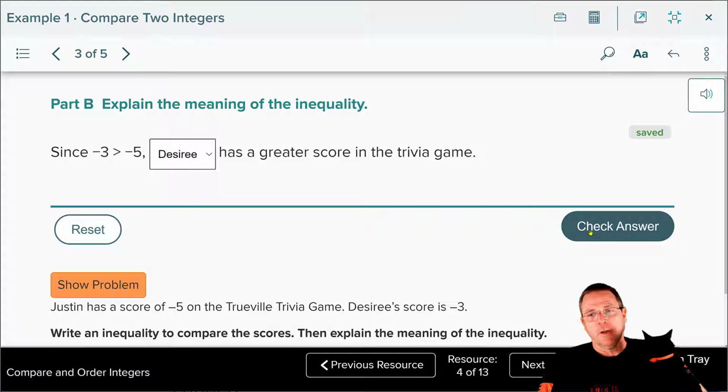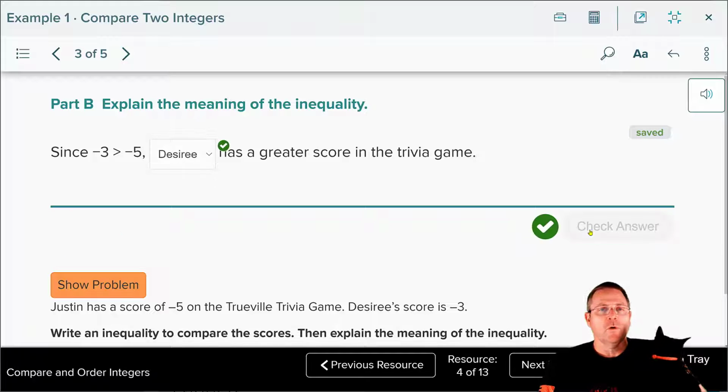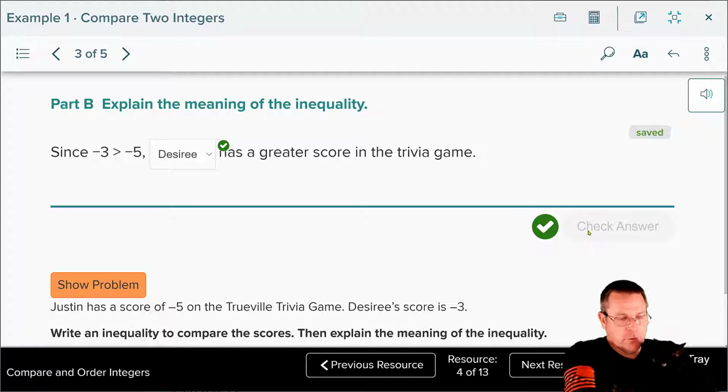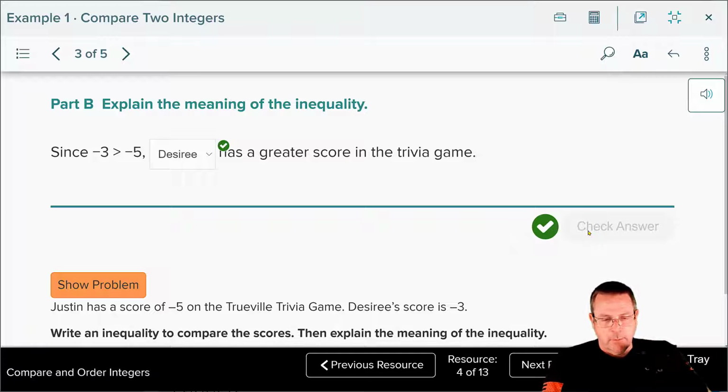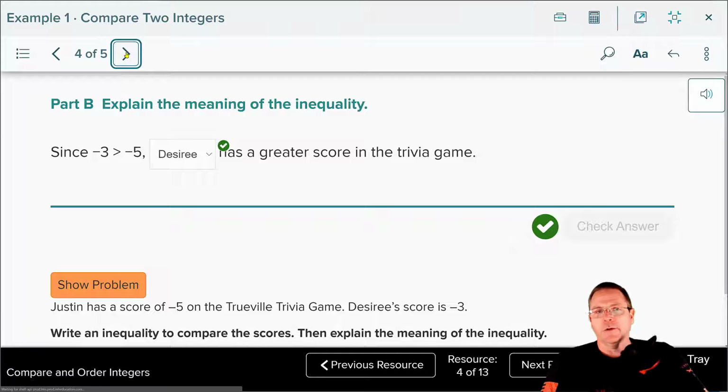Therefore, Desiree is going to have the greater score because, oh, I just totally knocked down my microphone. But she will have the greater score because her score is further to the right. Easy math. Anybody can do this stuff.